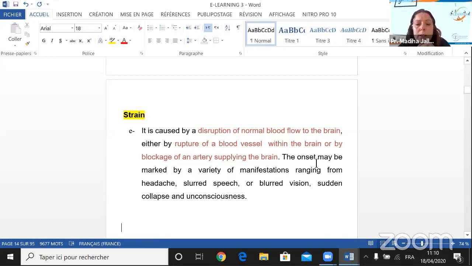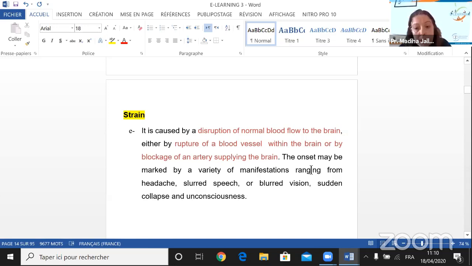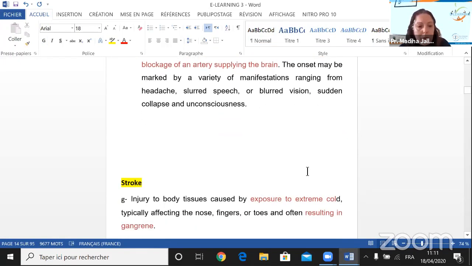What is the onset? The onset of a disease means the beginning. Excellent. The start. So the onset, the beginning, may be marked by these symptoms, ranging from headache, slurred speech. When it is slurred speech, someone slurs, so he cannot speak clearly. And his vision is blurred, means it is unclear. Good. So you see the answer there, it's a stroke.